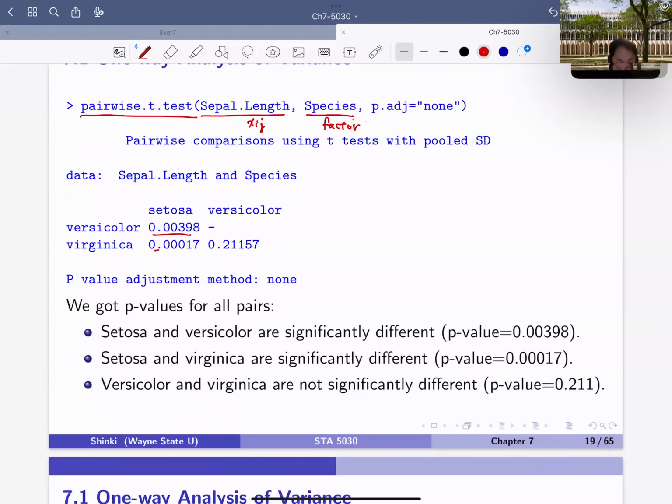Then we got these p-values, 0.00398. So versicolor and Setosa are different. And the difference between Virginica and Setosa is significant as well. But Virginica and versicolor do not have a significant difference.